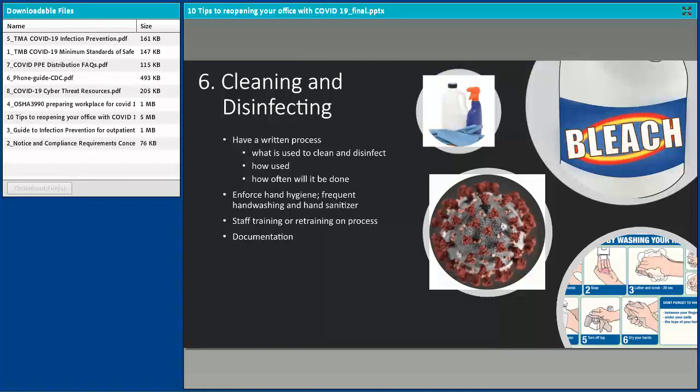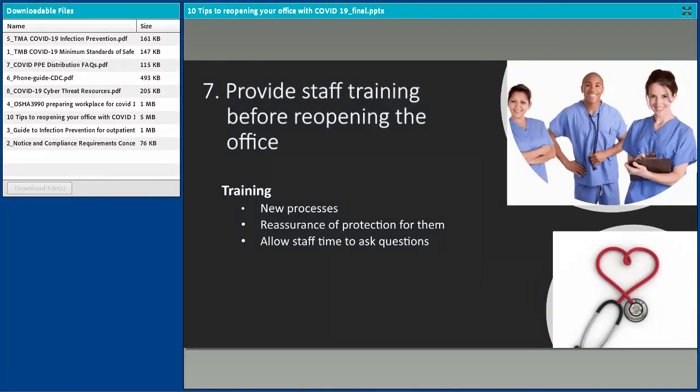We would recommend you document your training or retraining on the processes that you do for your staff, and consider documenting not only the process you're going to use, but if you are going to clean your waiting room every 2 hours, for instance, have some way that you document that you actually have done that. Again, don't set yourself up for a process you can't actually complete.